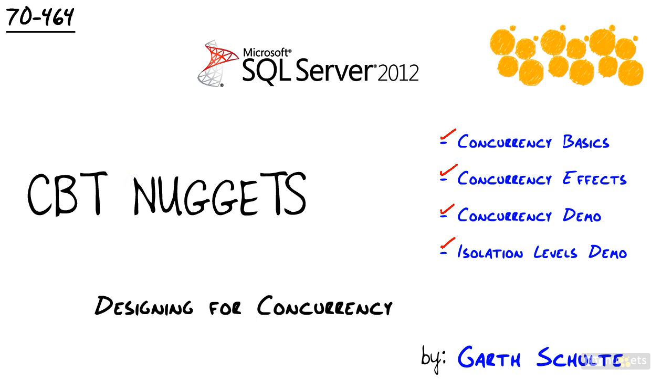From there, we jumped into the virtual nugget lab. We saw how all of the concurrency effects affect our data. And at the end, we saw how all the isolation levels work and how we can use them to control our concurrency strategy.